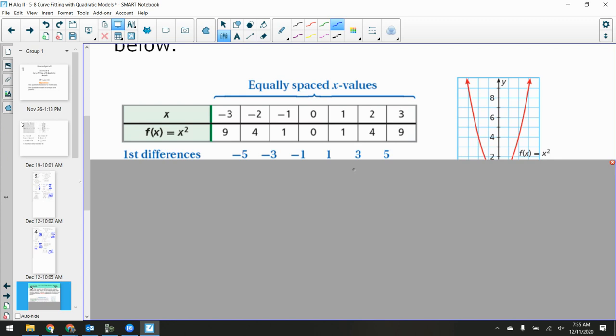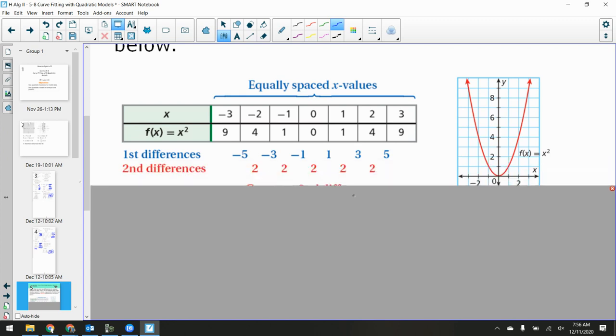Take a look at our first differences. Remember back in linear functions, we said if it's got a constant change in x and a constant change in y, then it's going to be linear. It's got the same slope, right? For quadratics, that's not necessarily true. We would have a difference of -5, a difference of -3, a difference of -1, a difference of +1, a difference of 3, a difference of 5, right? In a quadratic, this is going to happen.